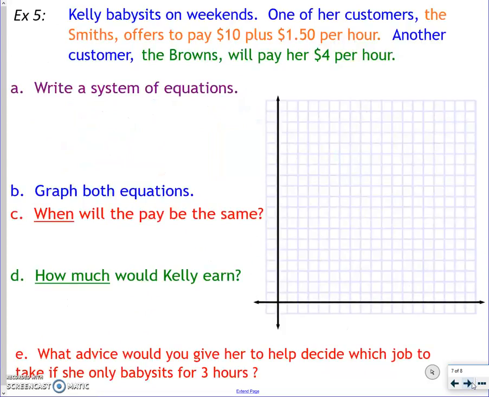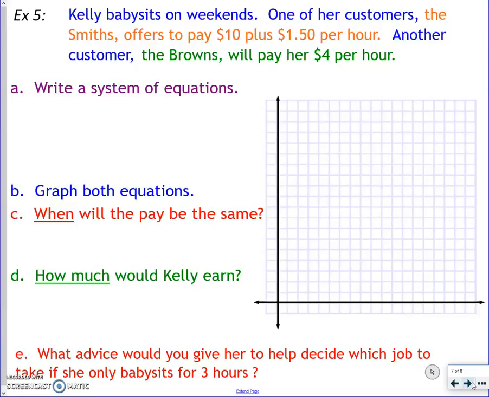Now, they are going to throw some real-world problems at us, so example 5 is our last example. We'll take a little bit longer just because I want to make sure you guys are understanding what exactly is going on. So this says Kelly babysits on the weekends. One of her customers, the Smiths, offers to pay her $10 plus $1.50 every hour. Then it says another customer.